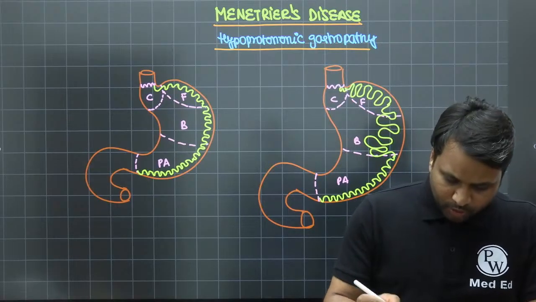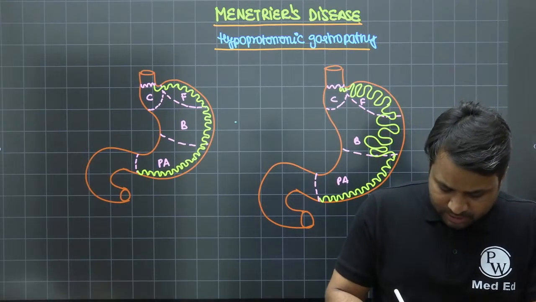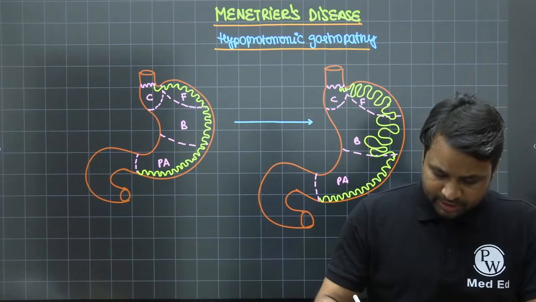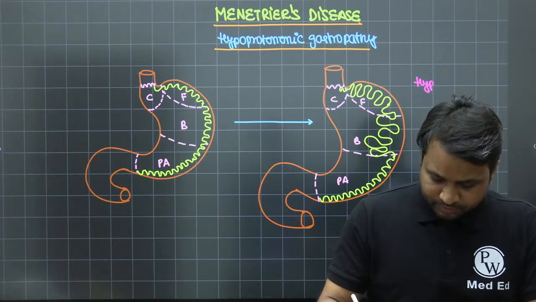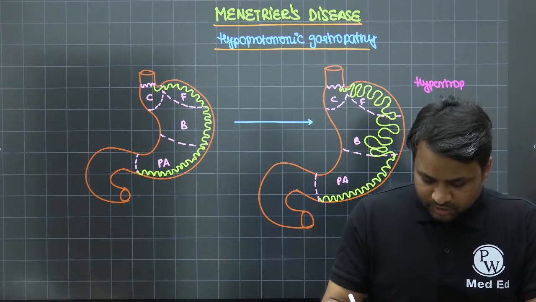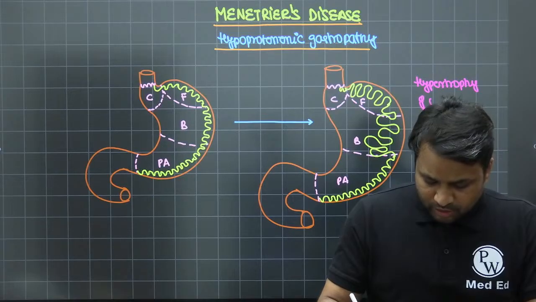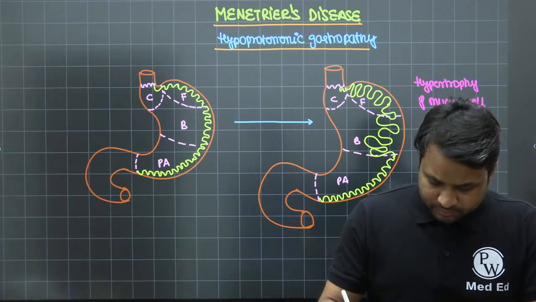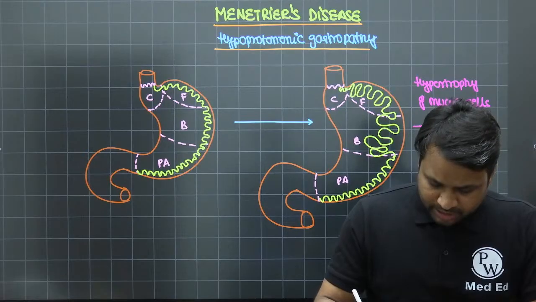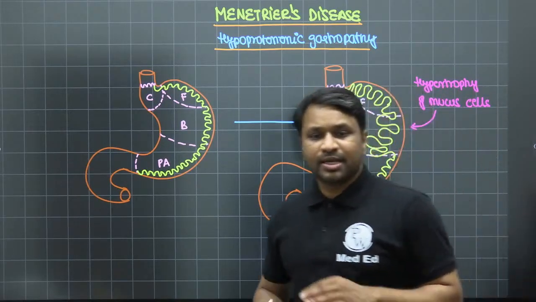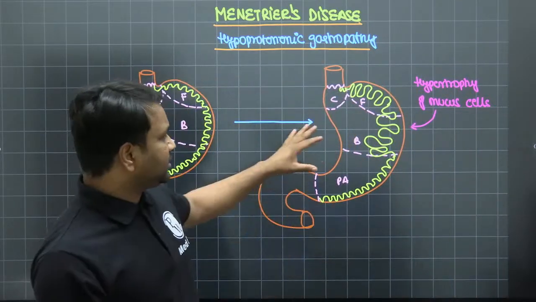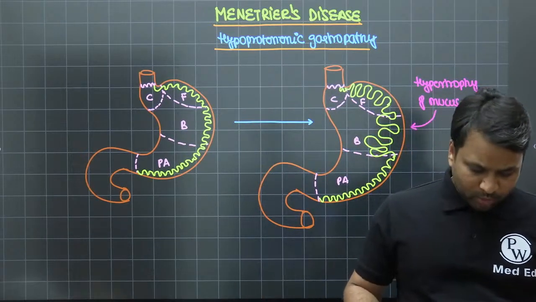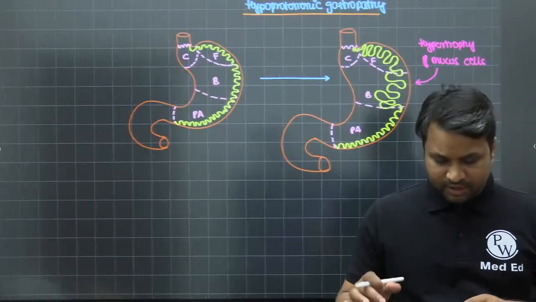So the whole problem in Menetrier's disease is hypertrophy of the mucus cells, and this hypertrophy usually occurs in the body and the fundus of the stomach, right?